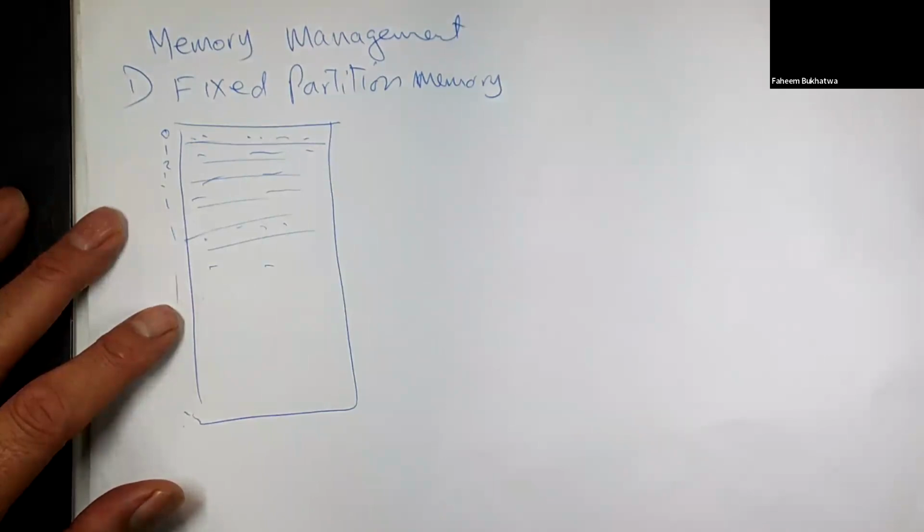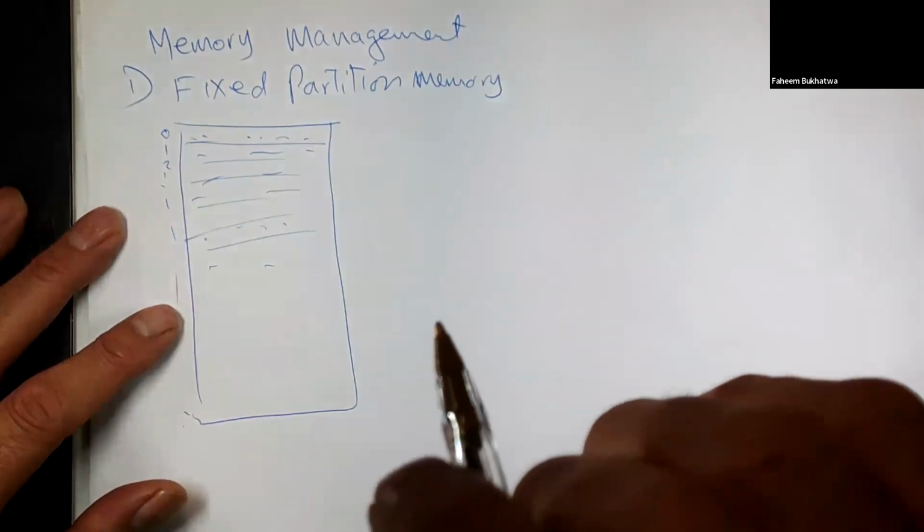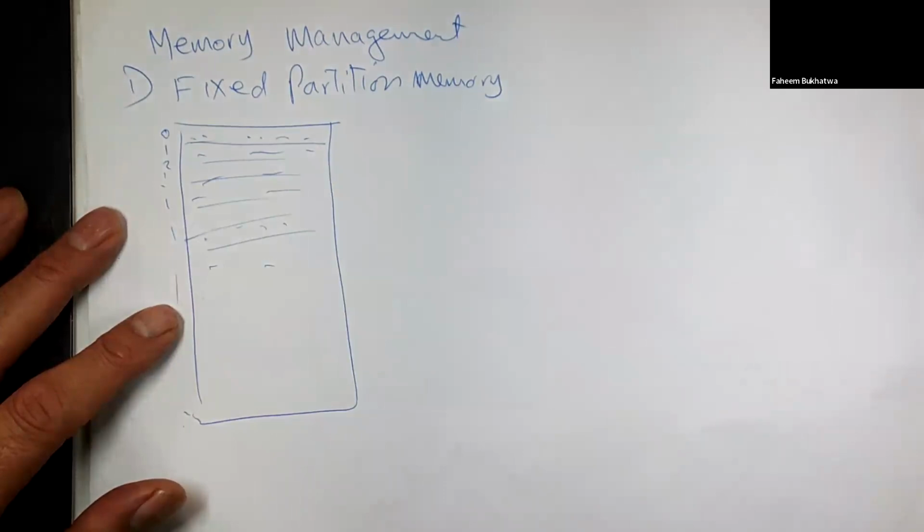You have a question? Yes. Can you say again what volatile memory means? Volatile memory, I just said it. It means if power is switched off, the content of the memory is lost. Okay?